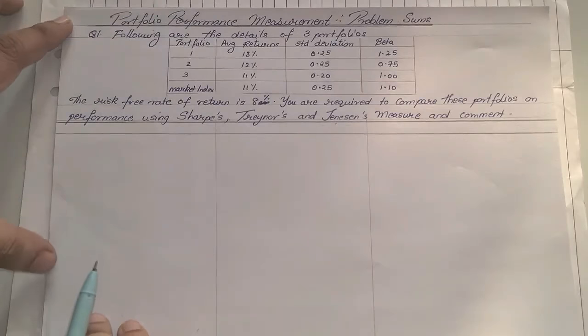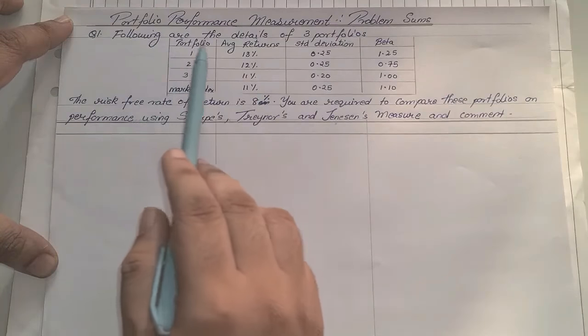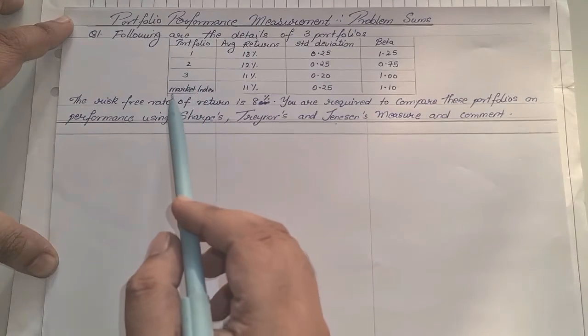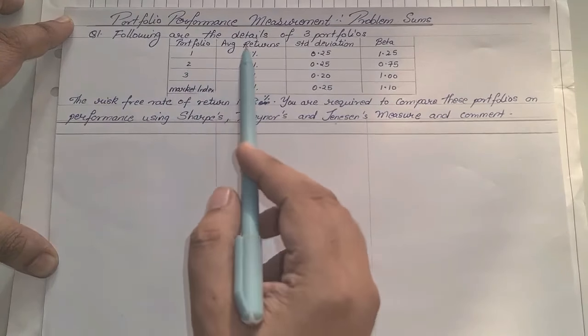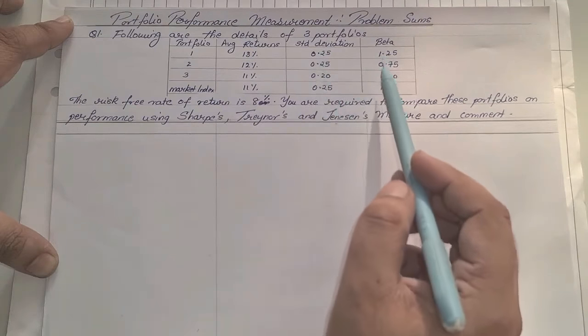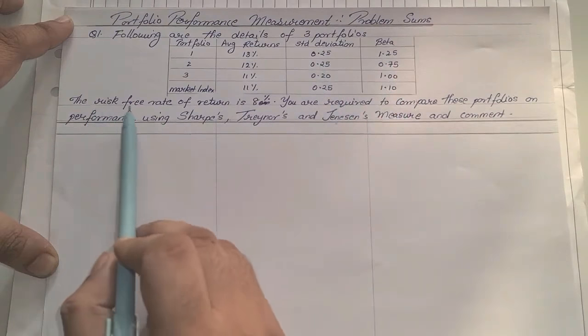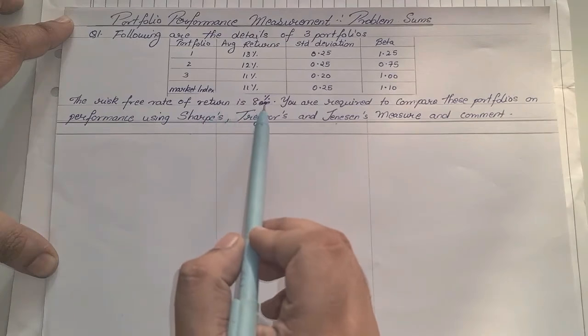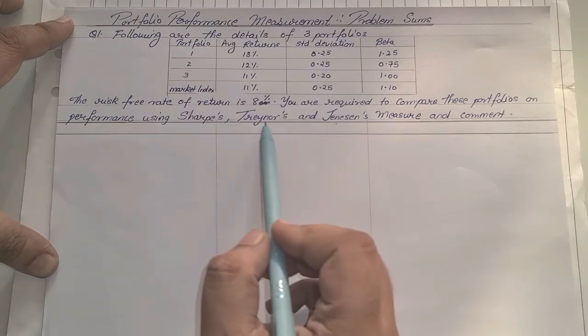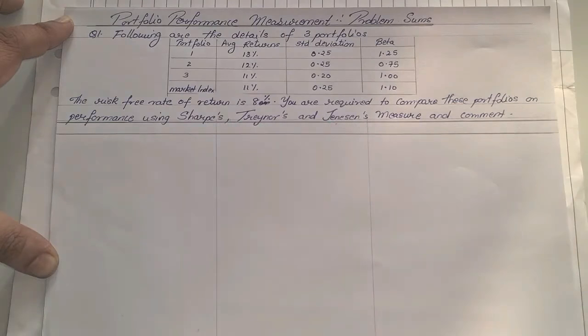Now we'll read out the question once. It's given that following are the details of three portfolios. So we have portfolio 1, 2 and 3. Then we have the market index. They are given as the average returns, the standard deviations and beta. The risk-free rate of return is 8%. You are required to compare these portfolios on the performance using Sharpe's, Treynor's and Jensen's measure, and then you have to comment on which one has outperformed the others. So now let us see one by one how to solve the sum.